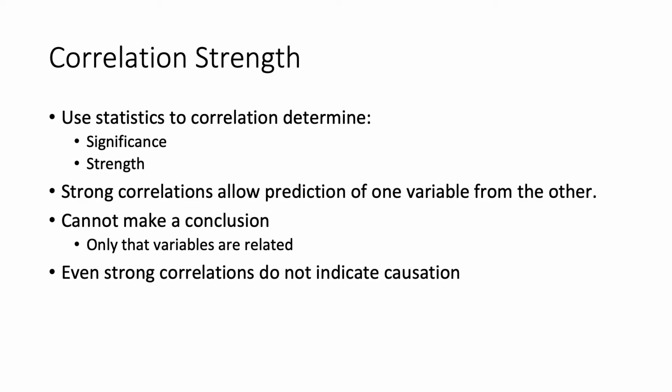Through the use of statistics, we can determine the significance and strength of the relationship. Again, strong correlations allow us to predict one variable from the other. A thing though with correlational relationships is that you cannot make a conclusion. We can only say that the variables are related. So even if you have a very strong correlation, this does not mean causation. And with this, you will need to follow up with an experiment to really determine that one causes the other.